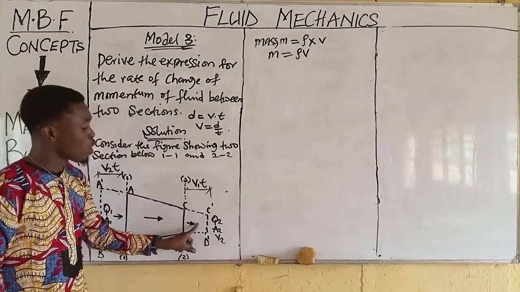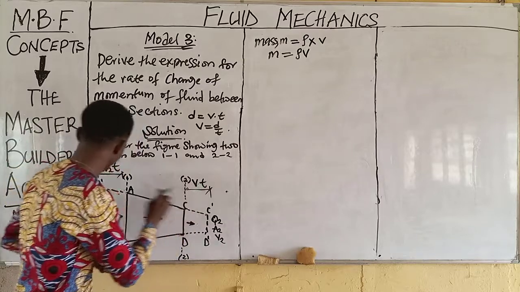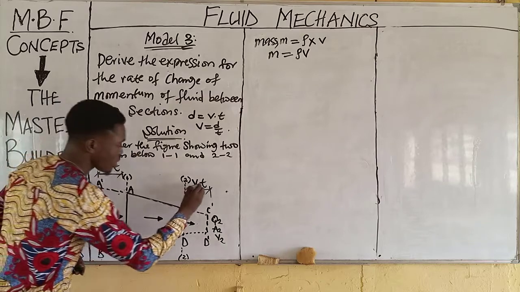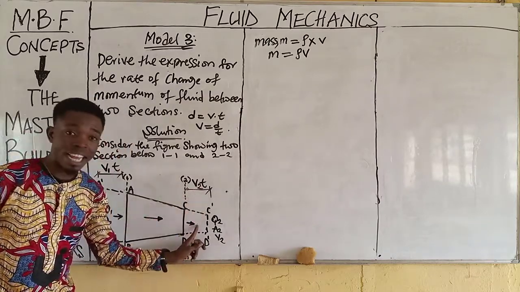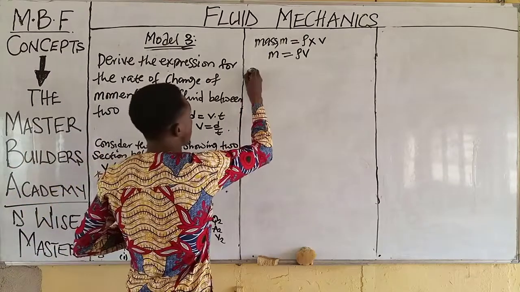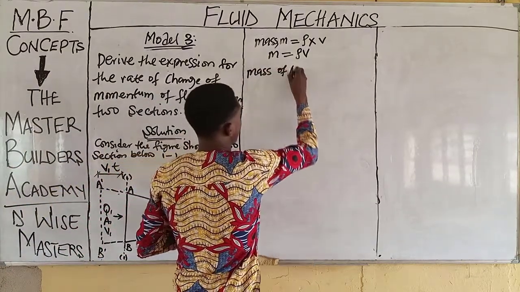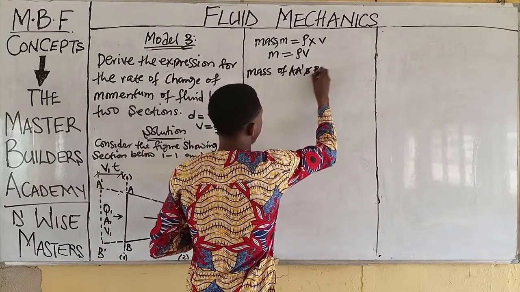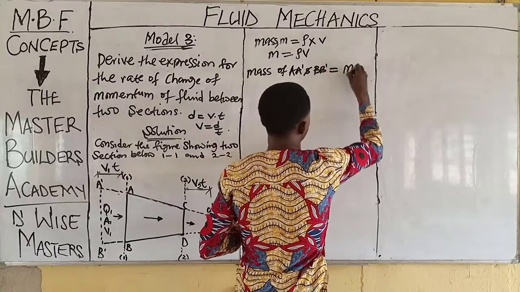Now, to get the volume here, we need to multiply the area at this entrance. This is section 2. This is section 1. So we quickly multiply this distance by the area to get the volume. Therefore, the mass of A to A prime and B to B prime, we'll take this as M1.